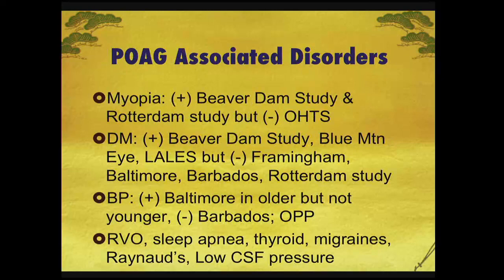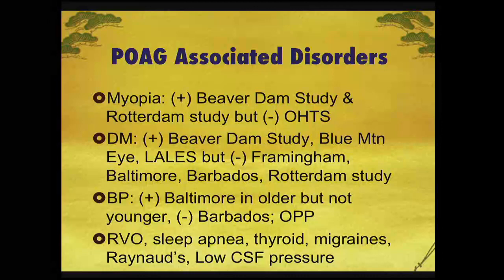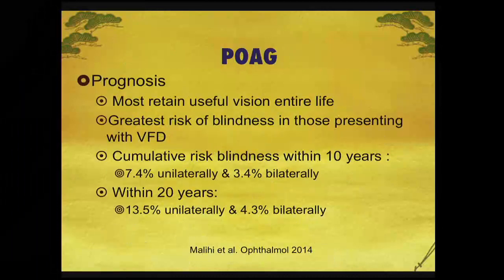So these are the other disorders that I said are sort of plus minus in terms of being risk factors for glaucoma. You can see that each one of them, myopia, diabetes, blood pressure, some major studies show that they are a risk factor, other studies show that they're not. So I think that the test could ask you about these in some way. And then retinal vein occlusions are associated with glaucoma. So is sleep apnea maybe, thyroid, migraines, Raynaud's, and low cerebrospinal fluid pressures have also been possibly associated with glaucoma.